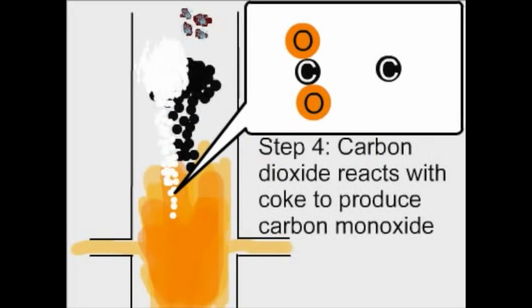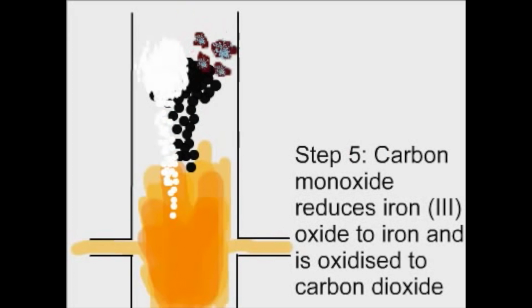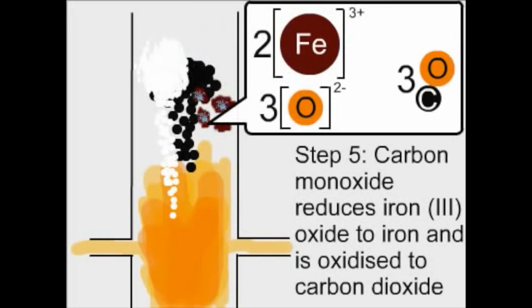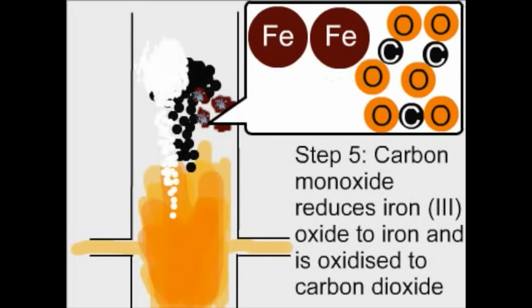The carbon dioxide reacts with the coke, producing carbon monoxide. The carbon monoxide reduces the iron oxide that the hematite contains and turns it to iron. This process turns the carbon monoxide into carbon dioxide due to it oxidizing with the iron oxide.